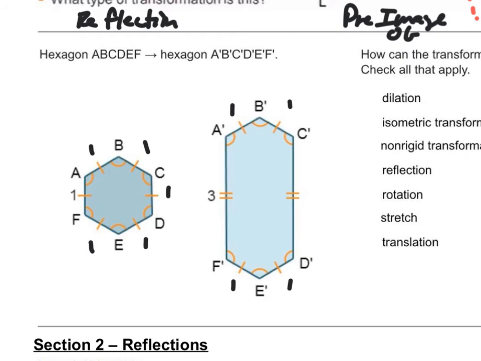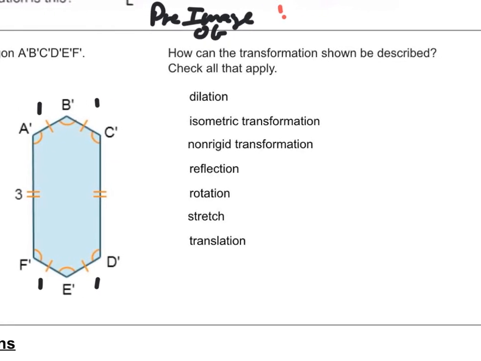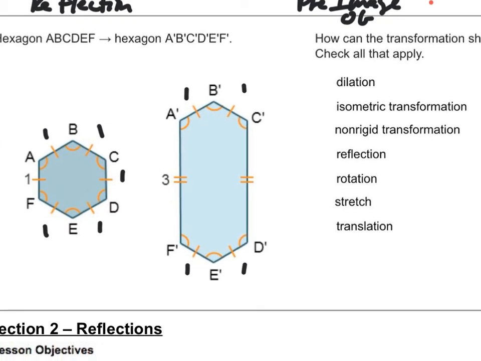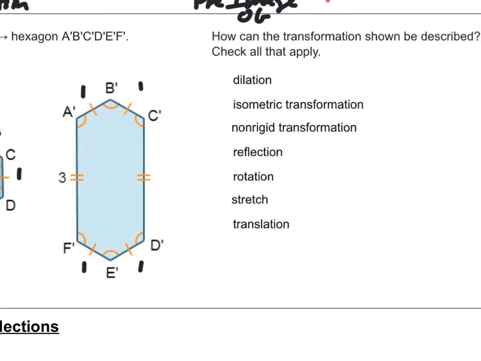But the one thing that has changed is AF has all of a sudden, A prime, F prime has become a length of 3. So from 1 to 3, same thing with CD. C prime, D prime is also going to be 3. These two are congruent. So it says, how can the transformation shown be described? First of all, it's non-rigid. Non-rigid means that it's not going to be the same size. So I can say that it's a non-rigid transformation. That's the first thing I can say.